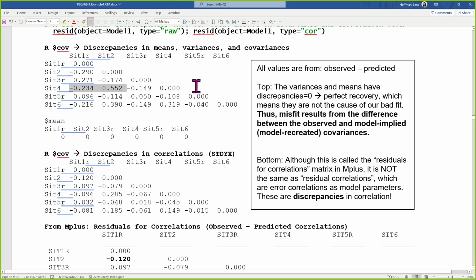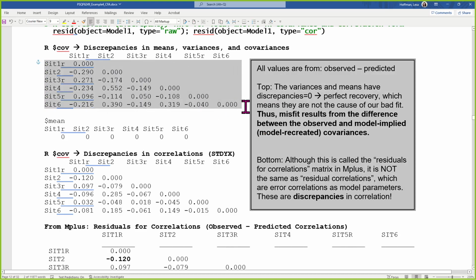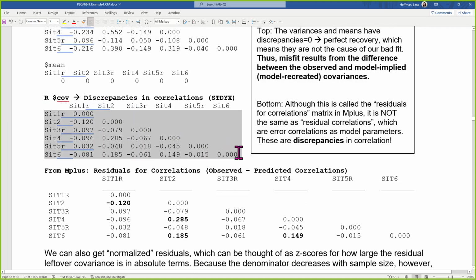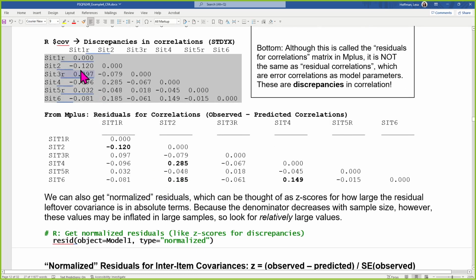That's it. So the first table is in covariance form, which is less helpful because it's like, is that a lot? It depends on the scale of the data. So then you could put them into correlations, which is more helpful. So the biggest offnesses, for instance, are between 2 and 4. They have a positive residual correlation, meaning they are more related in the data than what the model says. Here's a sizable one in the opposite direction. Items 1 and 2 are less related in the data than what the model says.